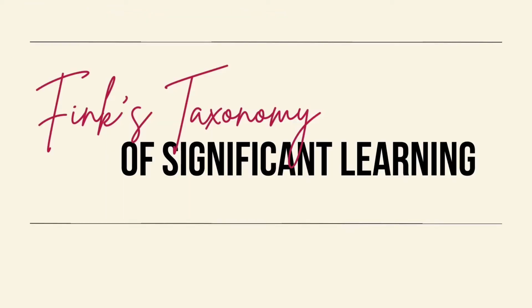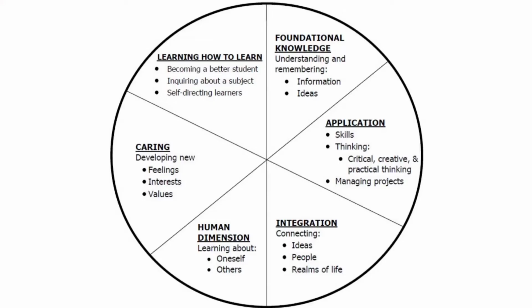Now let's proceed to Fink's taxonomy of significant learning. Fink's taxonomy includes foundational knowledge. This includes all the topics and information that you have determined that your students should know by the end of the course. Next is application. This is the critical, creative, and practical thinking skill sets for students, as well as any other skill sets that may be important for your students to use and learn from.